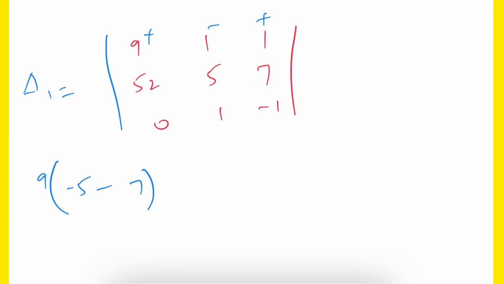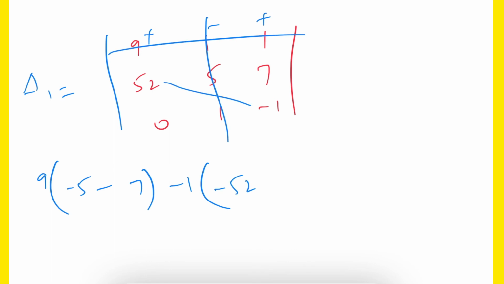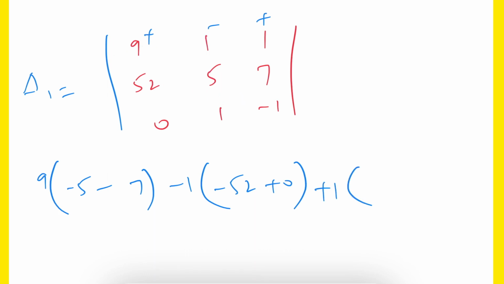Next, minus 1 into 52 into minus 1, minus 52, minus 0 into 7 0. Next, the last will be plus 1 into 52 ones are 52, minus 0 into 5 0. Okay, let us simplify this now.